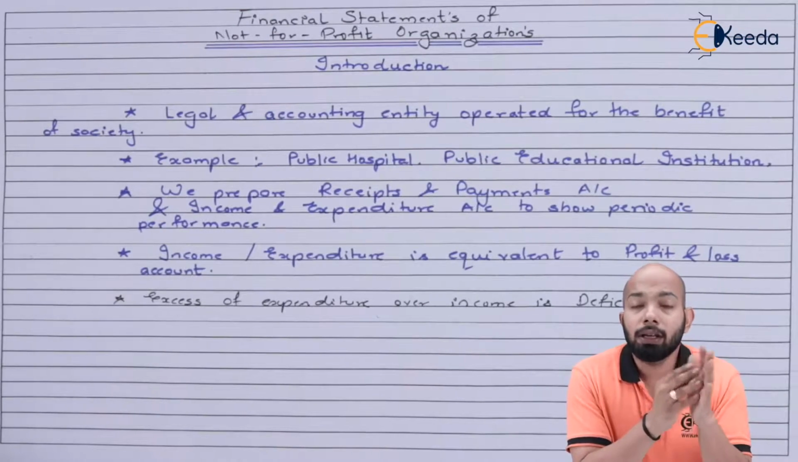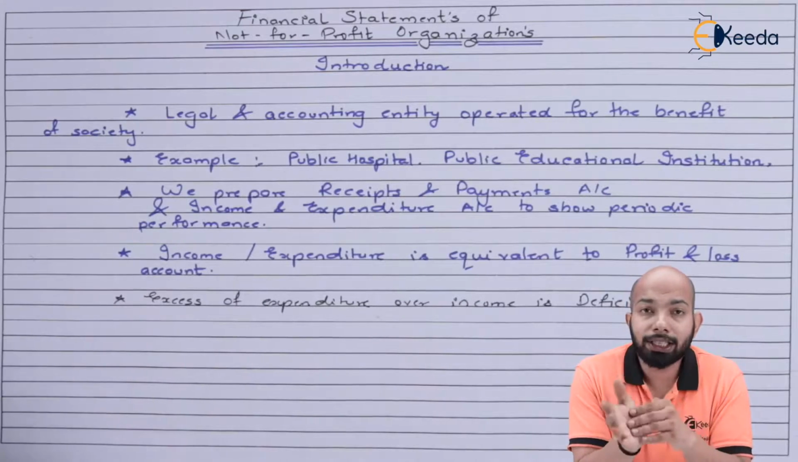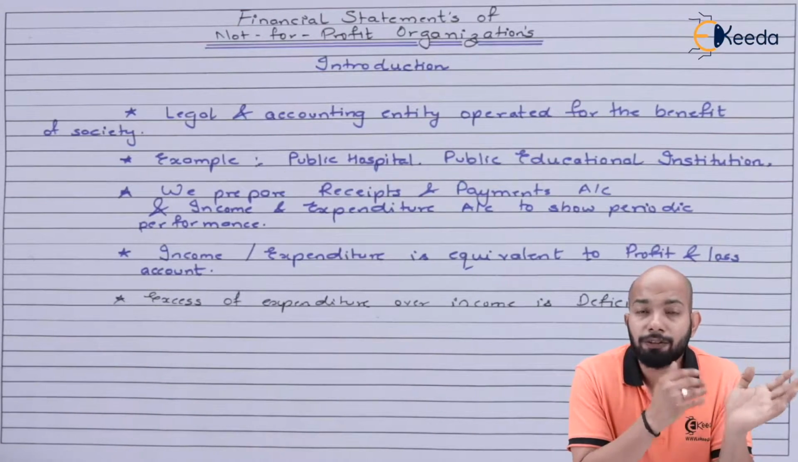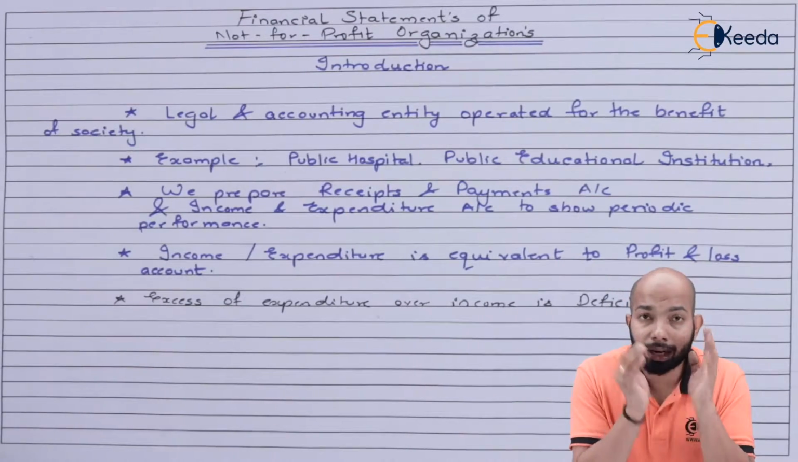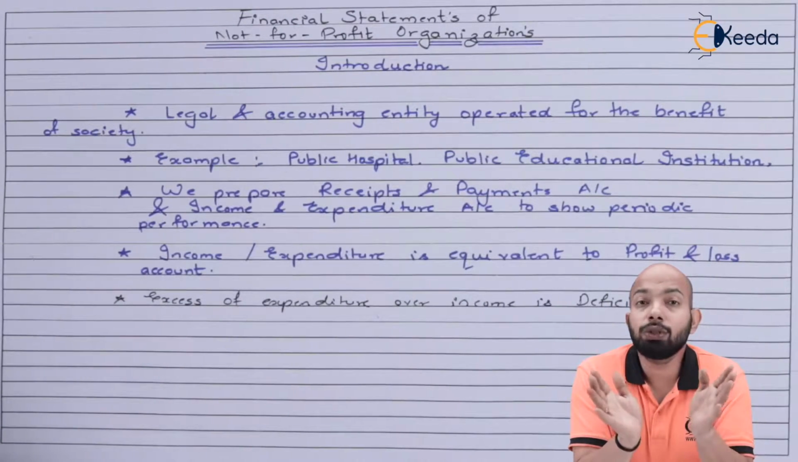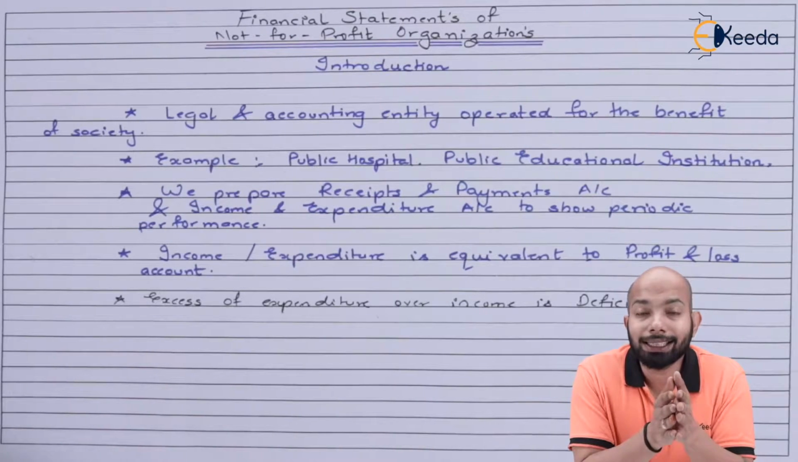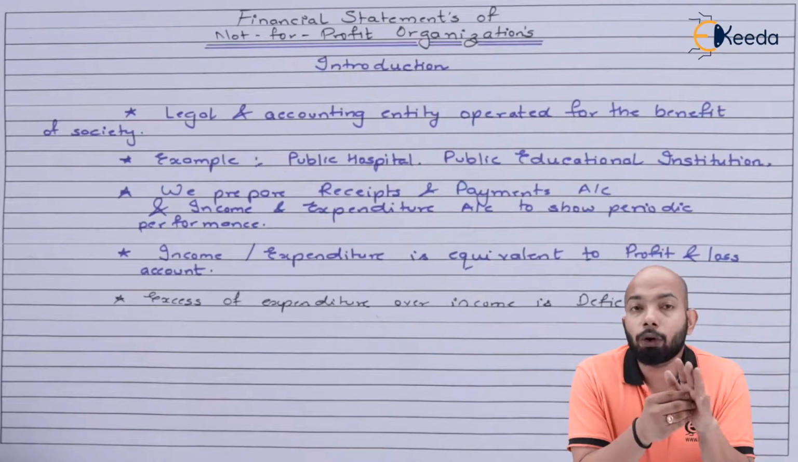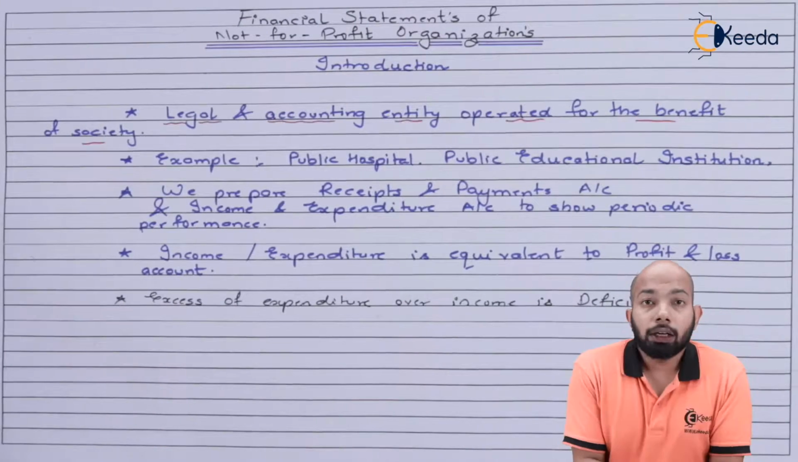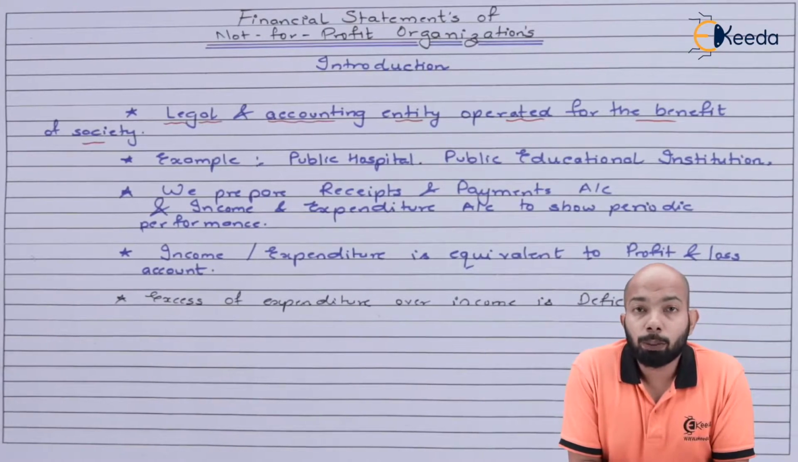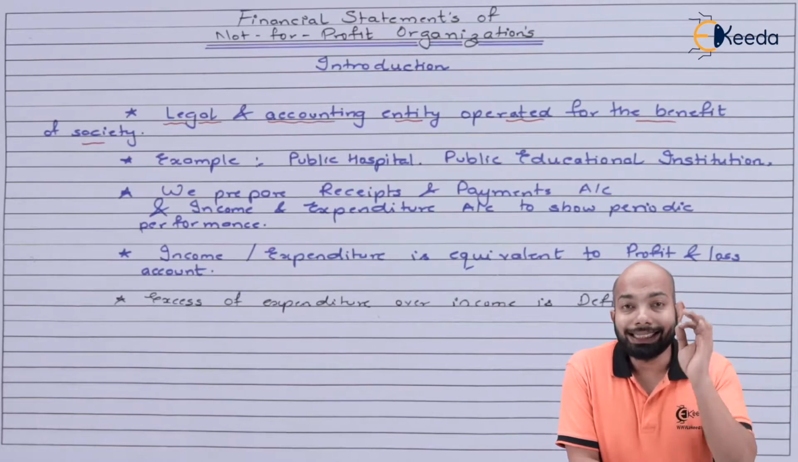That means it may be a charitable trust, it may be a temple, it may be a church, it may be a free government medical facility, it may be any kind of free government institution which is running right now, and all of those institutions fall under this category of not-for-profit organization. So we have jotted down certain points for you. Let's read it out.